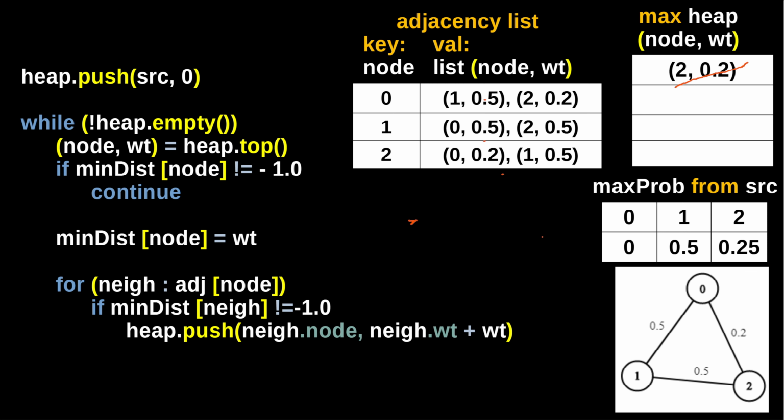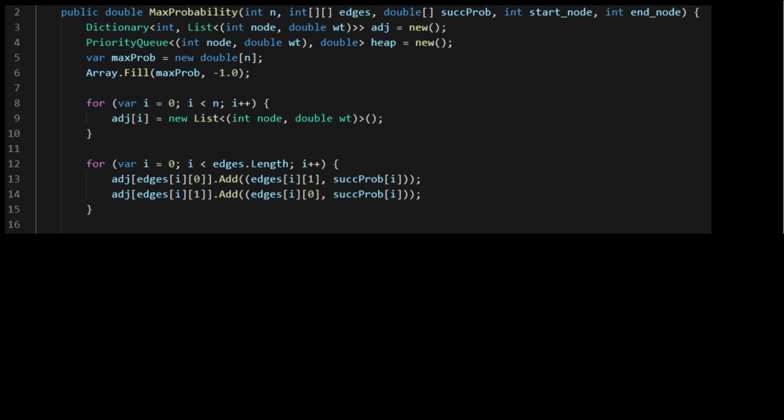Now that we have discussed the pseudocode, let's talk about the real code. This C# implementation is available in the GitHub links below. For the adjacency list, we use a hash map, and in C#, this is a dictionary. We also have the priority queue, that is our max heap. And the maximum probability table, that's in the form of an array. And I set all the nodes having a base value of -1, as discussed earlier.